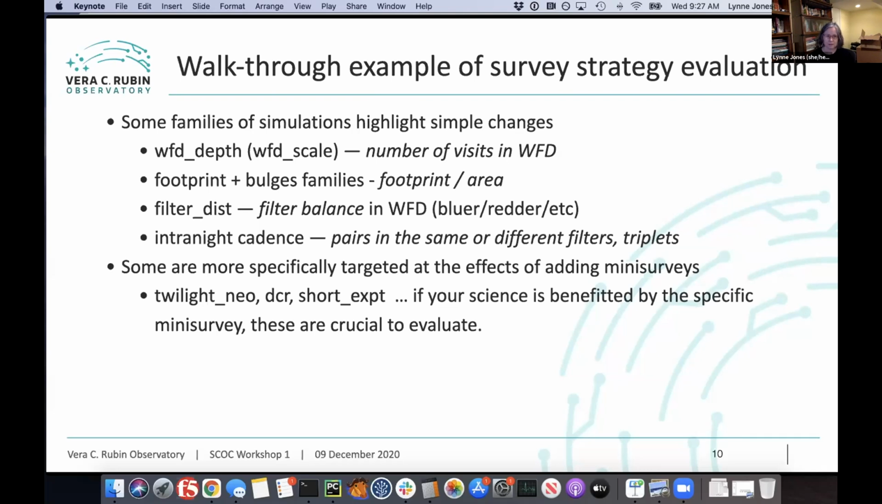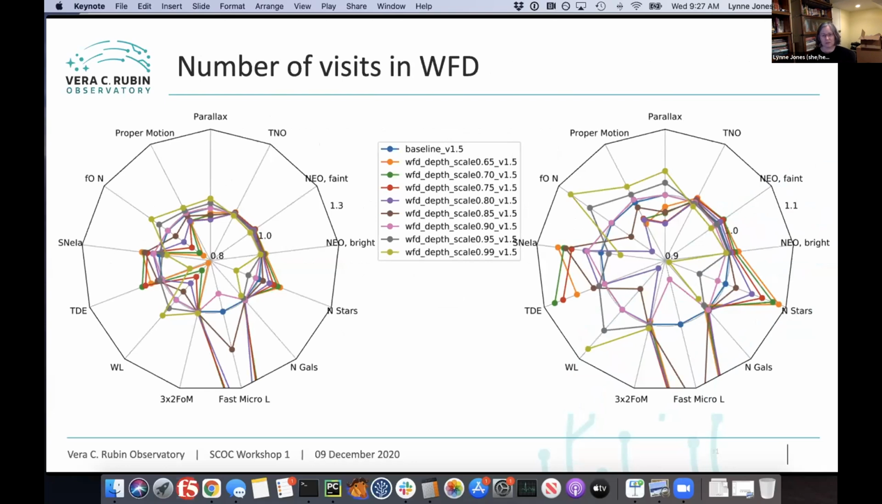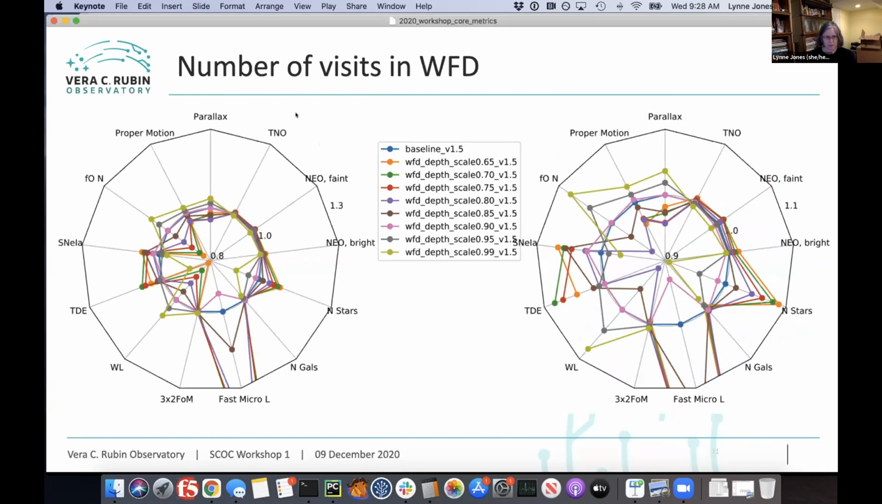So here are a little bit more examples. Here I'm using the radar plot because, like I said, all the metrics that we had relate to the radar plot. And we've shown these in, for example, the report that we had to the SEOC. As you look at the radar plot, what you see is these different core science areas. So this is the solar system metrics, here's number of stars, number of galaxies, fast microlensing, the 3x2 figure of merit, the TDEs, the supernova, the FOMV, proper motion parallax.